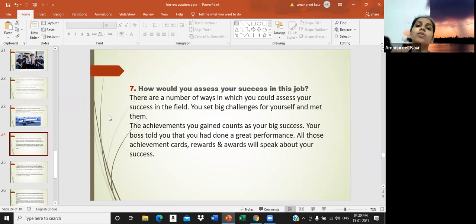Now the question is, how would you assess your success in this job? So the answer should be like, there are a number of ways in which you could assess your success in the field. You set big challenges for yourself and meet them. The achievements you gained count as your big success. Your boss told you that you have done a great performance. All those achievement cards, rewards, and awards will speak about your success. So you have to tell about yourself, in the past activities, how you have been praised and any reward you have achieved, all that comes here.